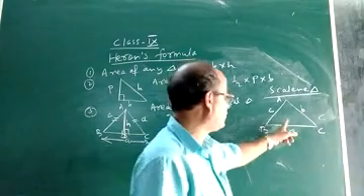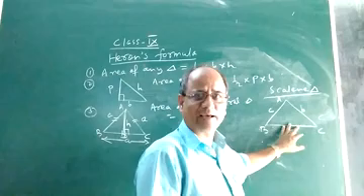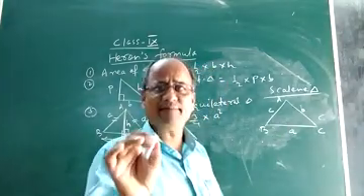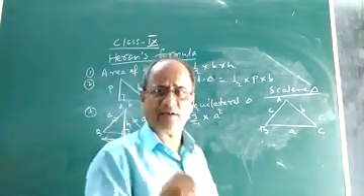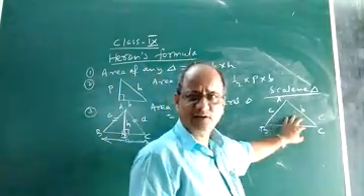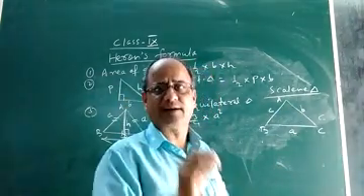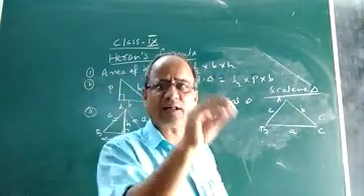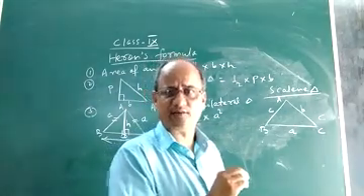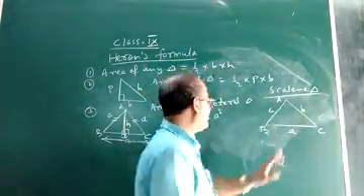Now, the point is how to find the area of this triangle. To find the area of this triangle, Heron derived a formula. Heron was a great mathematician. He derived or proved a formula to find the area of a scalene triangle, whose sides are all of different length. Now the point is, what is that formula? Let us discuss. What is Heron's formula?